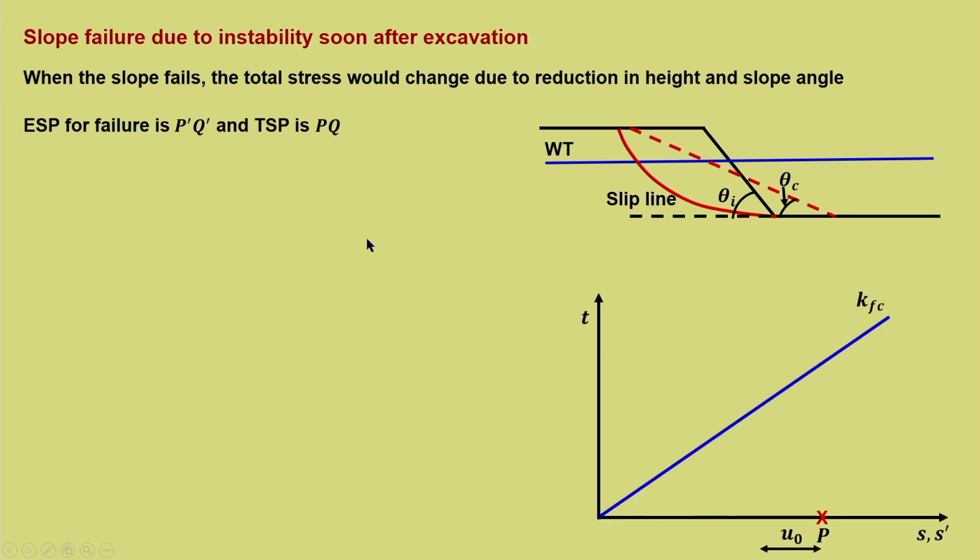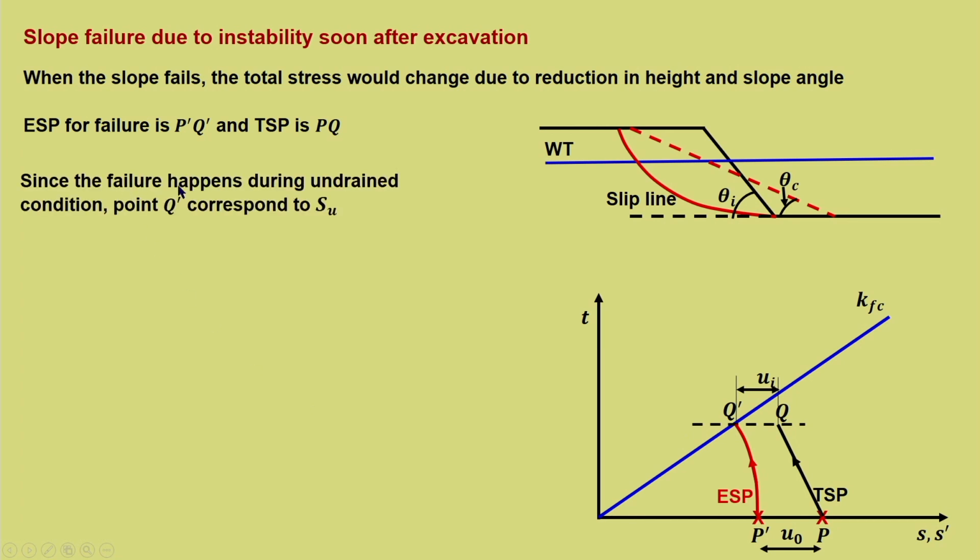So, we will see again what is happening. The initial condition is the same, and this is the total stress path, and P'Q' is the effective stress path, that is, immediately after excavation. So, the excavation stops here. So, TSP and ESP, and u_i is the initial pore water pressure at the point when the failure takes place due to excavation. Since the failure happens during undrained condition, this strength can be considered equal to the undrained shear strength because it is completely under undrained condition. TSP would have continued to S corresponding to theta_i.